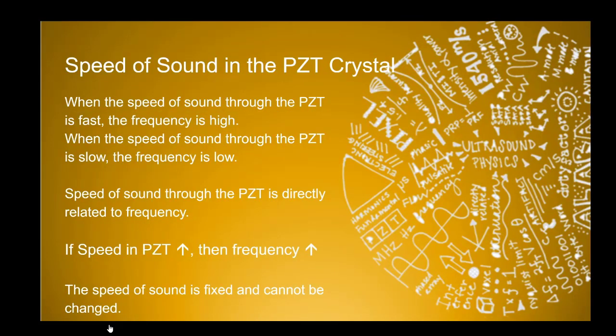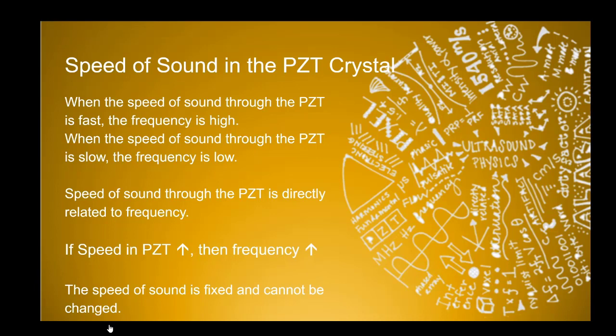So let's first look at the speed of sound in the crystal. Now, we've been talking about speed of sound a lot. We know that 1.54 millimeters per microsecond is the constant of soft tissue speed of sound. Remember, speed of sound has everything to do with the material that it's traveling in. So the speed of sound in the PZT crystal is going to vary depending on how that PZT crystal is made, what it's made of, and the acoustic properties of the crystal.